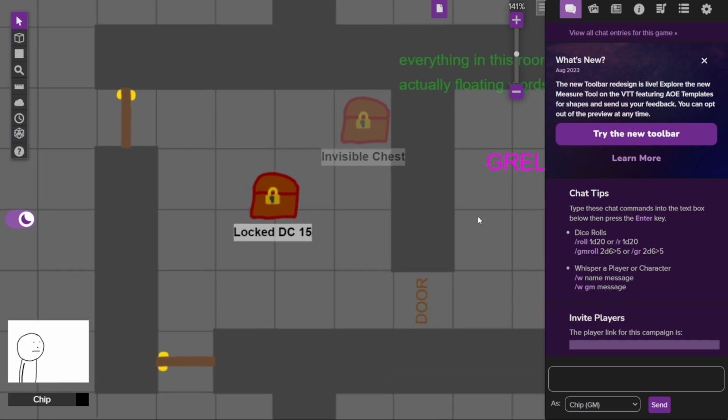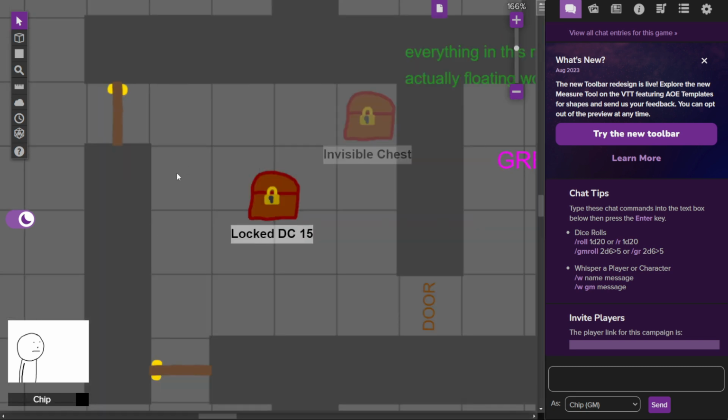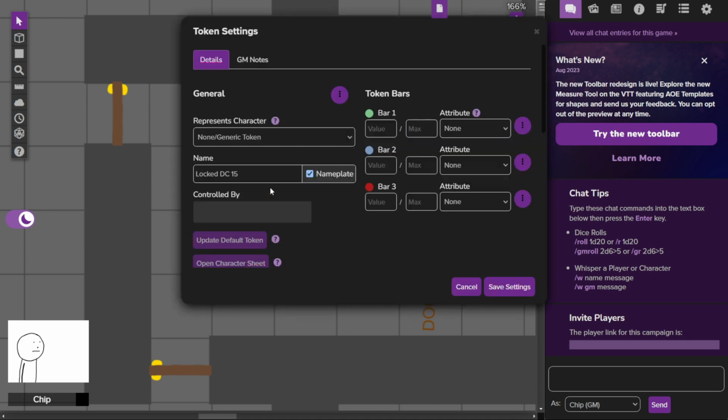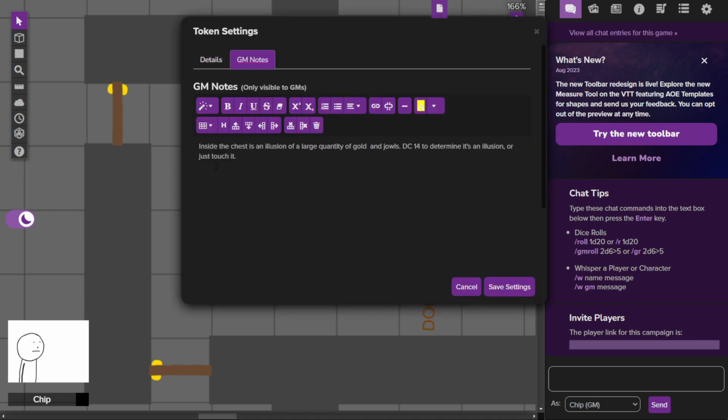We have a locked chest. It is a DC 15 lock, and if you unlock it, then inside there is just a large quantity of gold and jewels and silver and other kinds of precious artifacts and such. But if you try to touch them, then your hands go right through it because it is an illusion. A DC 14 illusion to kind of see past it. But you're probably going to touch it and it's just going to be a massive disappointment.